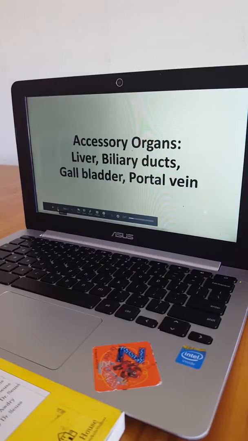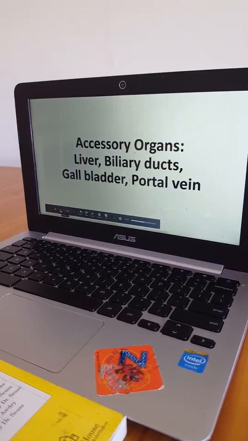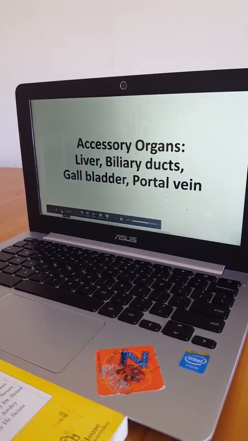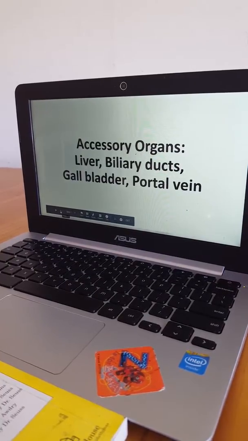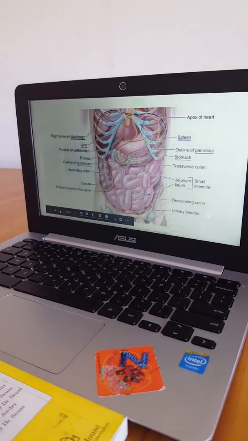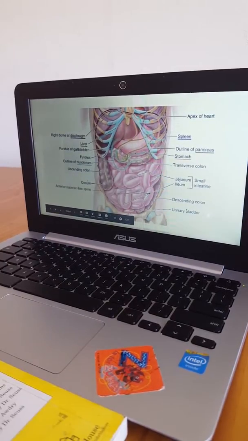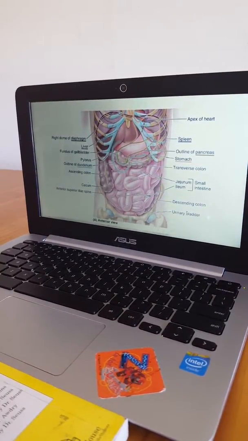So accessory organs: liver, biliary ducts, gallbladder, portal vein. I'm doing this presentation because it is more connected to the previous one through the portal vein, so many things will be already understandable. So next slide. You can see, as a general explanation, where does the liver lie?